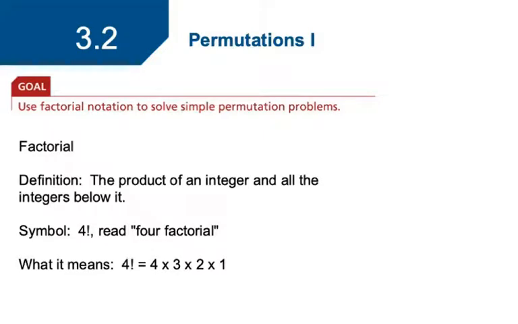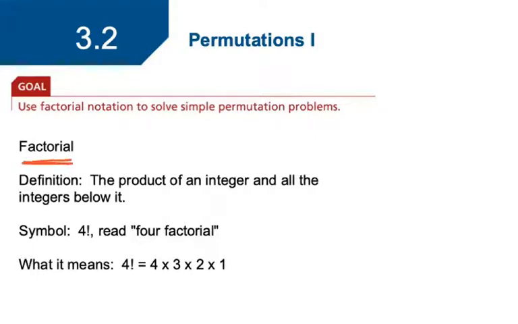So another method for counting the number of ways that a set of objects can be counted is something called permutations. In reality, this is just an extension of the fundamental counting principle that we looked at in 3.1, but it actually adds a shortcut when we're dealing with specific sets of objects. So we need to go through a definition first.